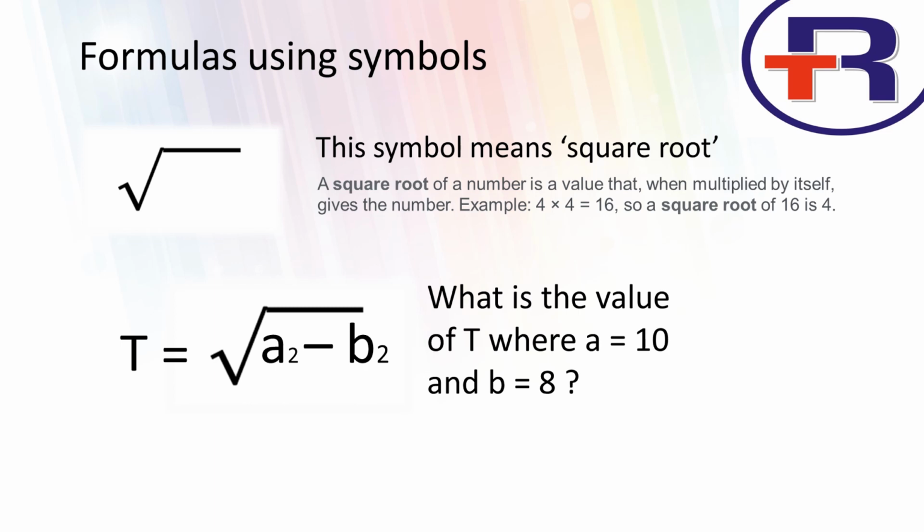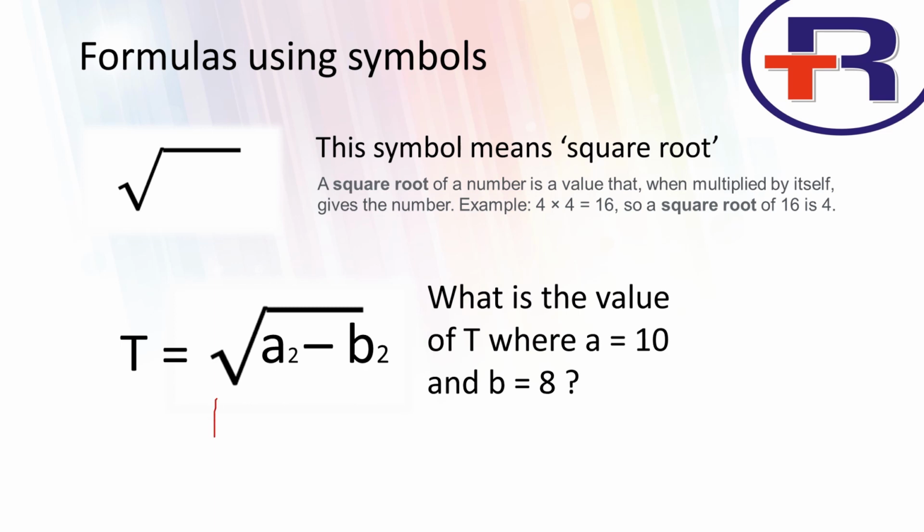For example, 4 times 4 is 16. So a square root of 16 is 4. So this is a typical kind of question that we're going to get. What is the value of t where a equals 10 and b equals 8? And as you can see from our question here, t is equal to the square root of a squared minus b squared. A stands for 10. 10 squared means 10 times 10.